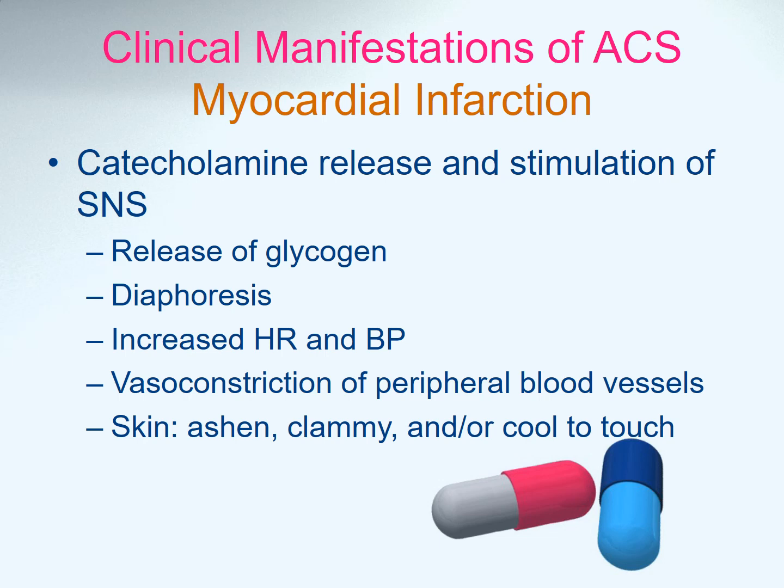So the clinical manifestations of acute coronary syndrome and a myocardial infarction include catecholamine release and stimulation of the sympathetic nervous system. During the initial phase of the MI, the ischemic heart cells release catecholamines like norepinephrine and epinephrine that are normally found in these cells. This results in release of glycogen, diaphoresis, increased heart rate and blood pressure, and vasoconstriction of the peripheral blood vessels. On physical examination, the patient's skin may be ashen, clammy, and cool to touch.